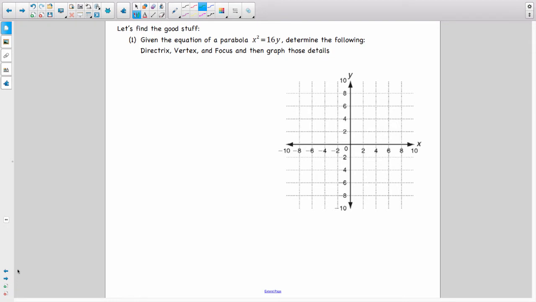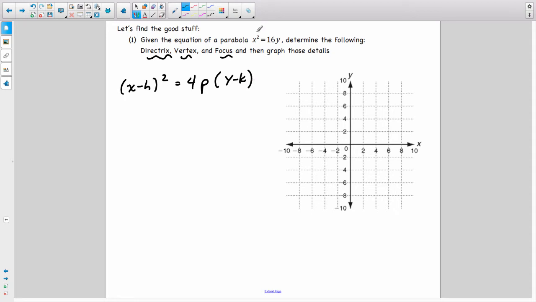Here's one. It's pretty straightforward, but what it does require us to know is to get this directrix, vertex, focus, we have to know this, that modified vertex form looks like x minus h squared equals 4 times p times y minus k. Now, the h and the k, those are the vertex. P is the distance from the vertex to the directrix, or the vertex to the focus.